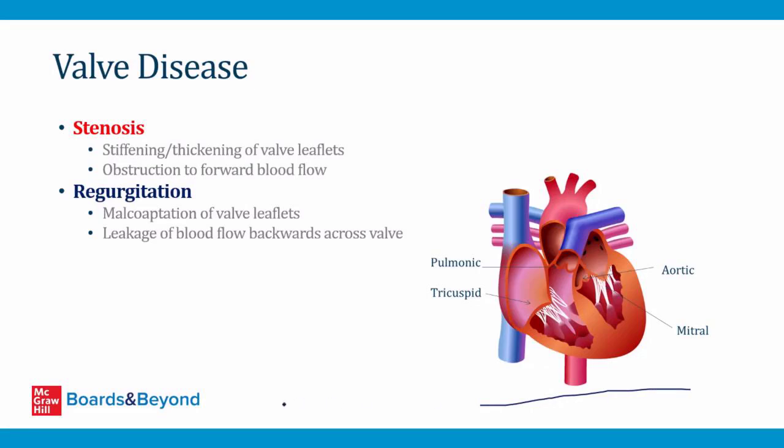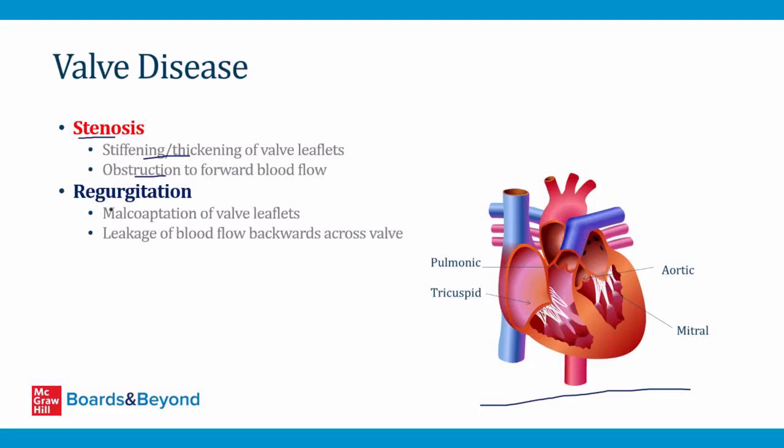There are basically two ways that valves become diseased. The first way is that the valve can develop stenosis. This refers to stiffening and thickening of the valve leaflets. When that happens, there's an obstruction to forward flow of blood. And we'll talk more later in this video about what that means.